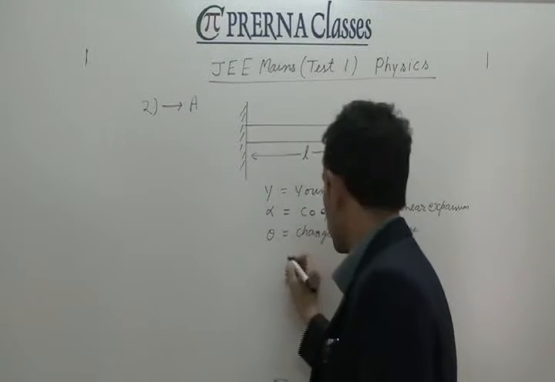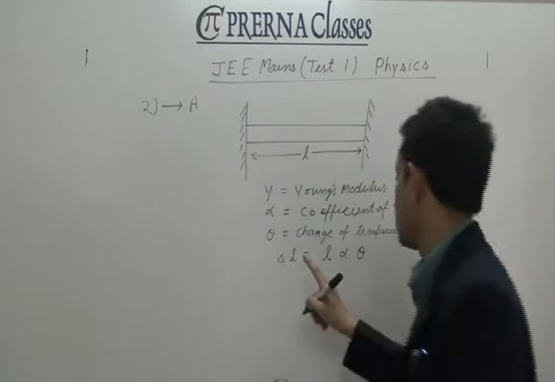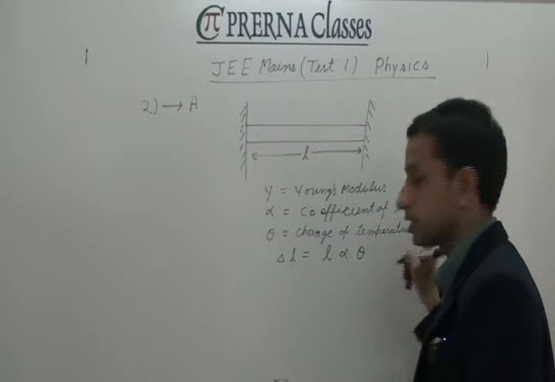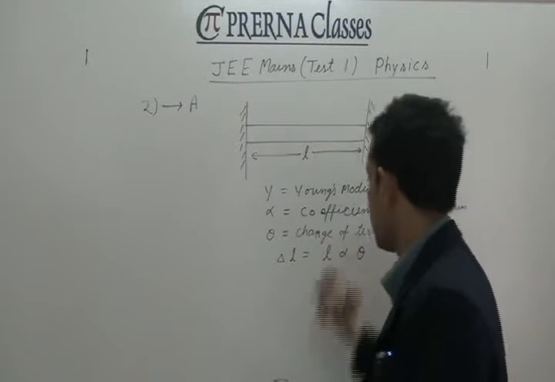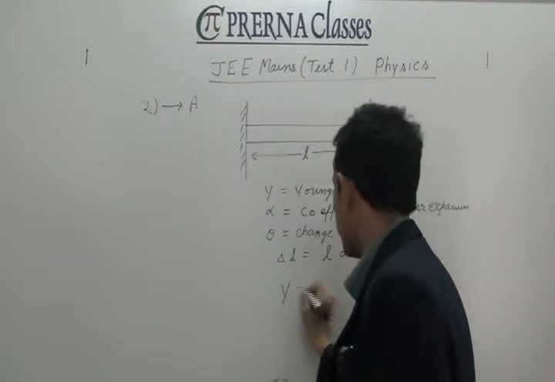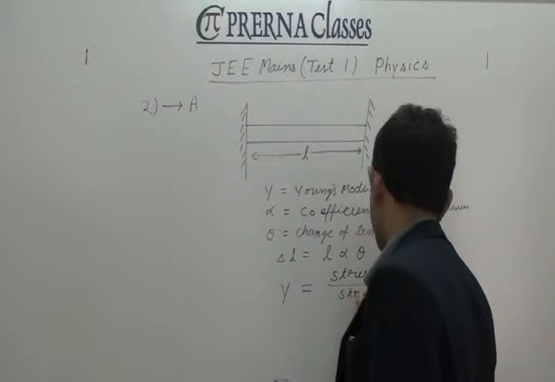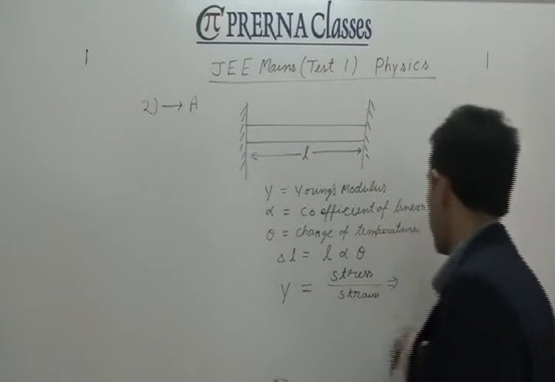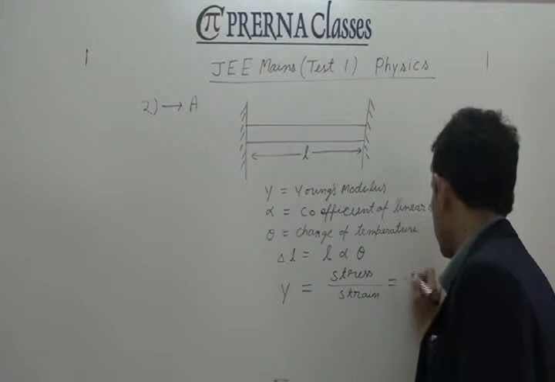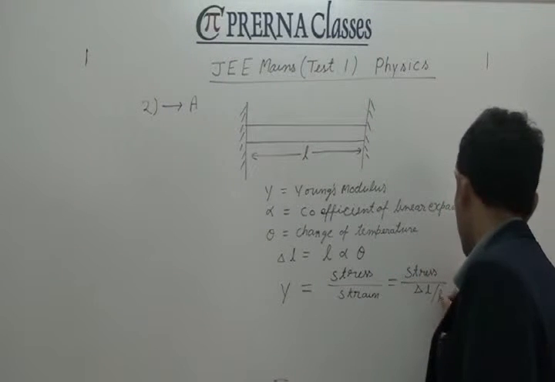for heating, delta L equal to L alpha into theta. The change in length will be L times alpha, the coefficient of linear expansion, into the change in temperature. Similarly, for compression from the walls, Y equal to stress by strain, where strain equal to delta L by L.